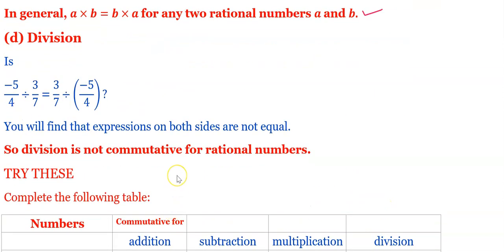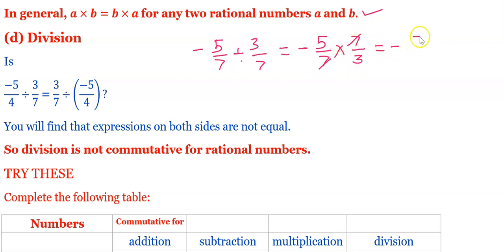Next, the division. Here minus 5 by 4 is divided by 3 by 7. Are they equal? They are not equal. How are they not equal? See this here. Minus 5 by 7 divided by 3 by 7 will become multiplied by the reciprocal, that is 7 by 3. The 7 gets cancelled. You will get minus 5 by 3.